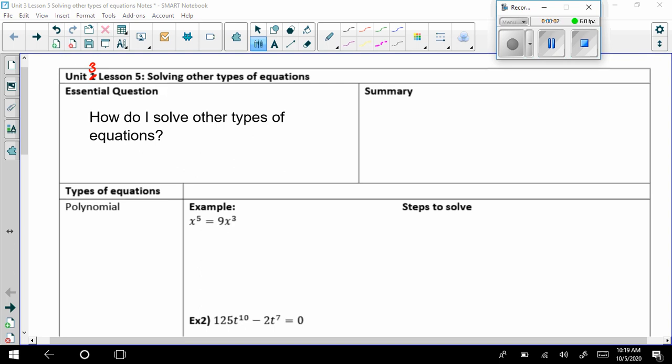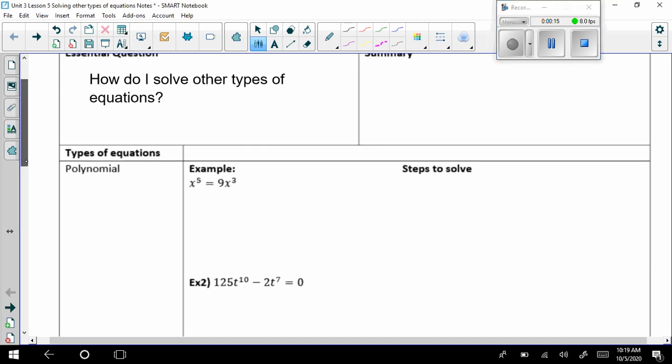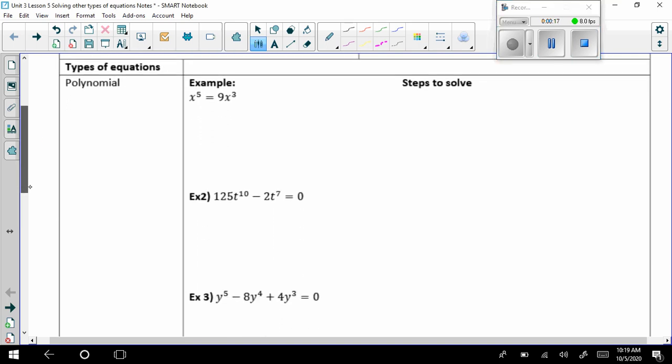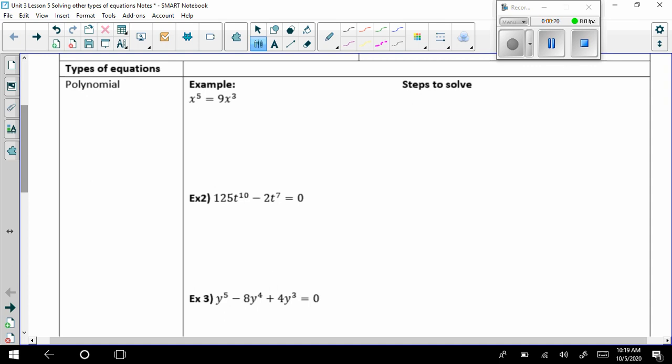Hey everyone, so we're going to look at Unit 3, Lesson 5, and we're going to go beyond rational equations and beyond quadratics and look at how to solve other types of equations. So we're going to employ the same methods that we were before. So we're using inverse operations, we're using factoring, things like that.